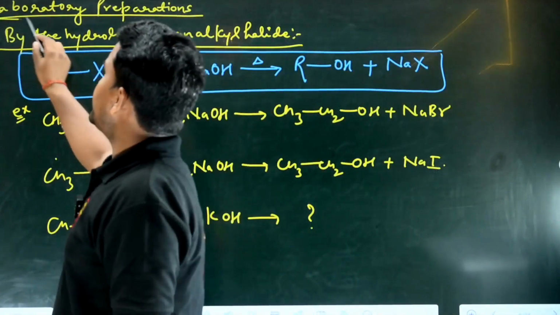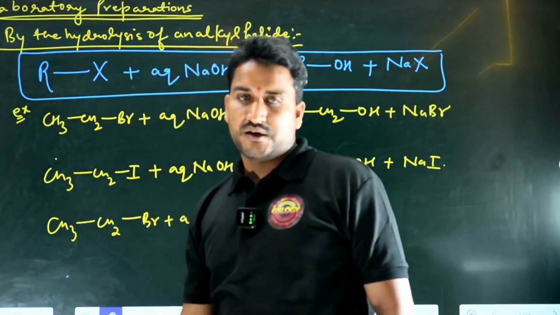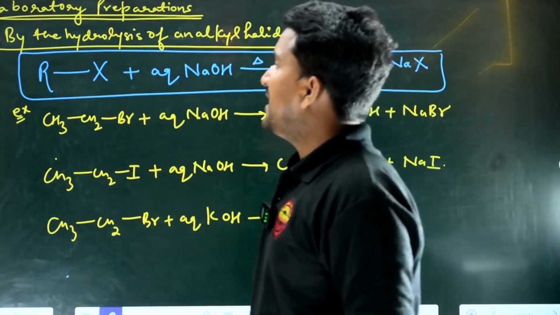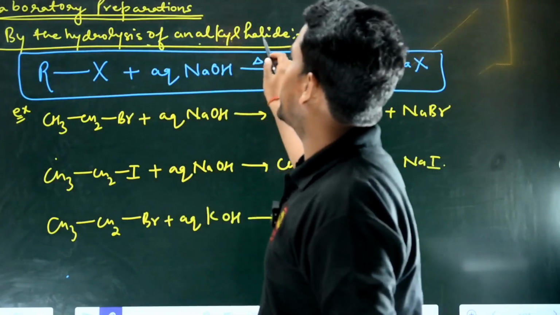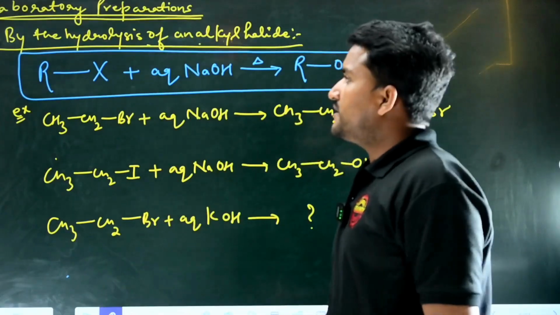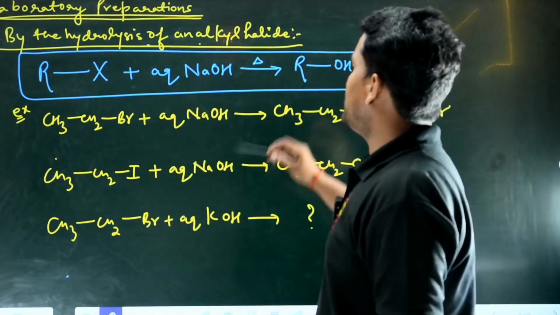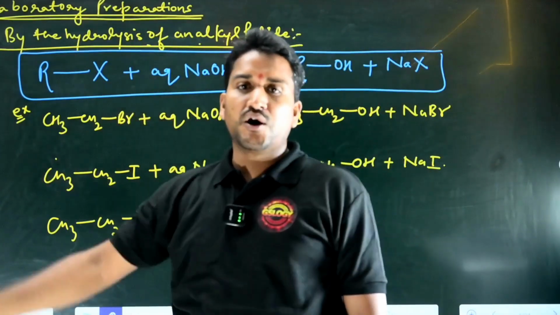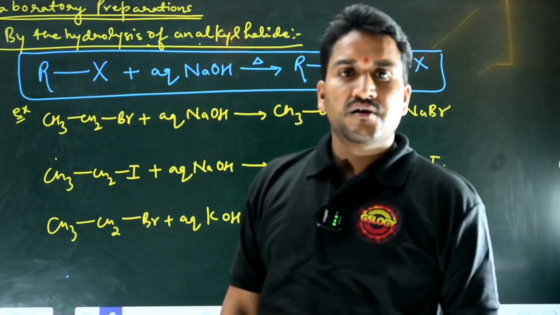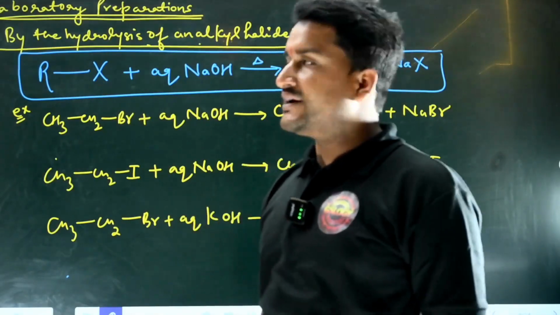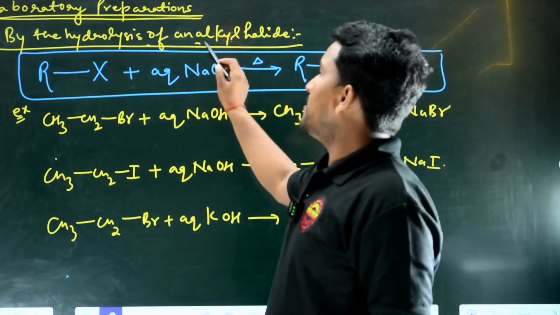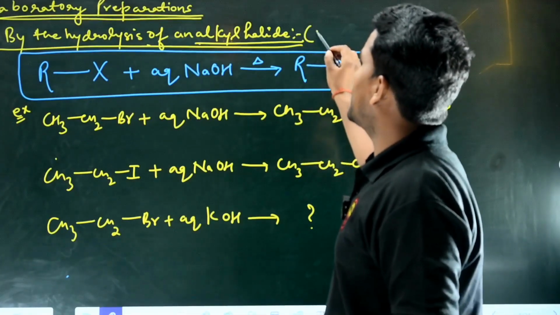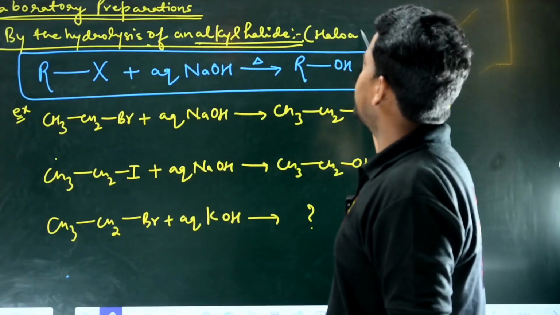Next, laboratory preparation of alcohol. Laboratory preparation of alcohol by the hydrolysis of an alkyl halide. What is hydrolysis? Hydrolysis means breaking of the bond in the presence of water. And an alkyl halide is also called haloalkane.